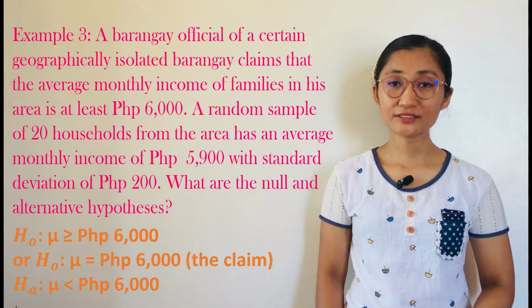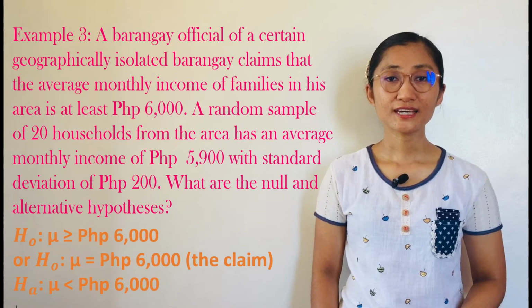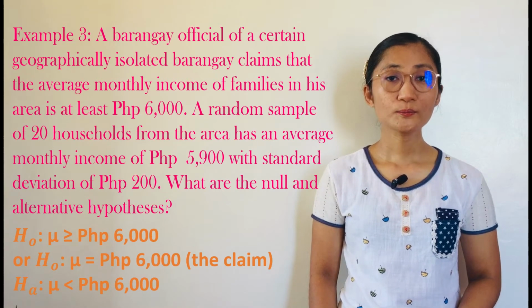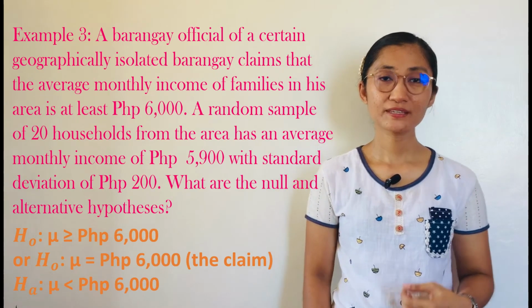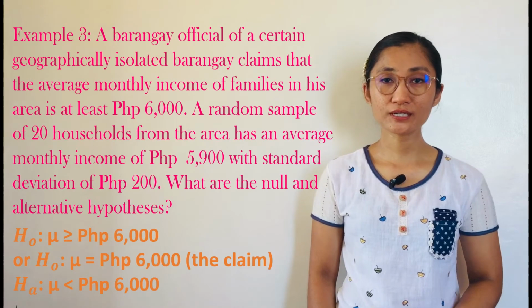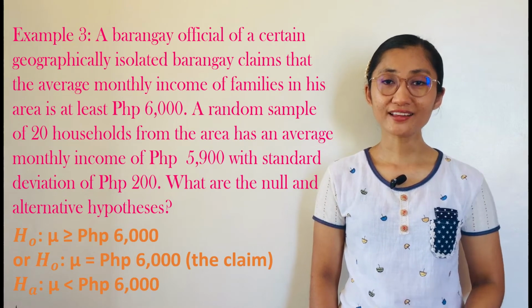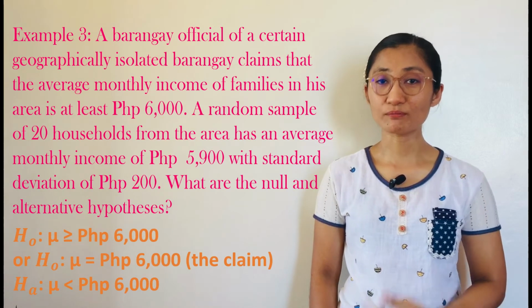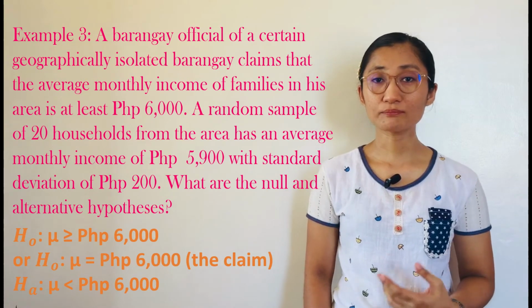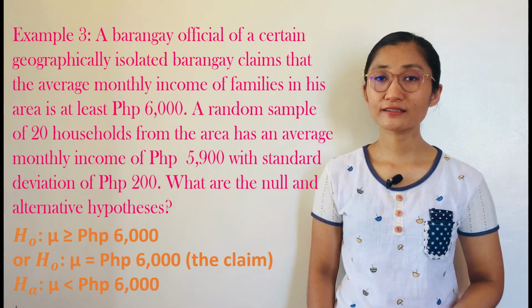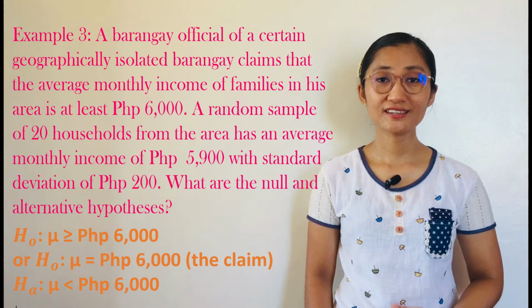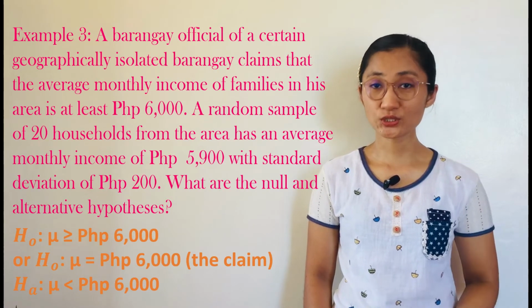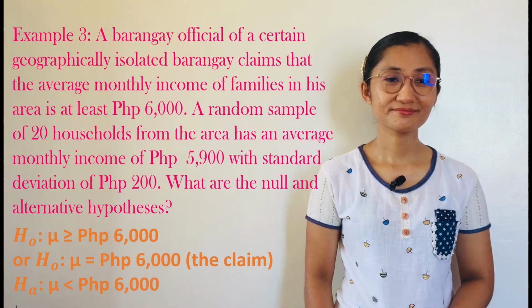Now, for the alternative hypothesis, we have H sub A, colon, mu is less than 6,000 pesos. Okay? So this time, in example 3, we have written the null and alternative hypotheses in symbols. As you can recall, in examples 1 and 2, we have written the null and alternative hypotheses both in symbols and in words, or both in notations and in words.